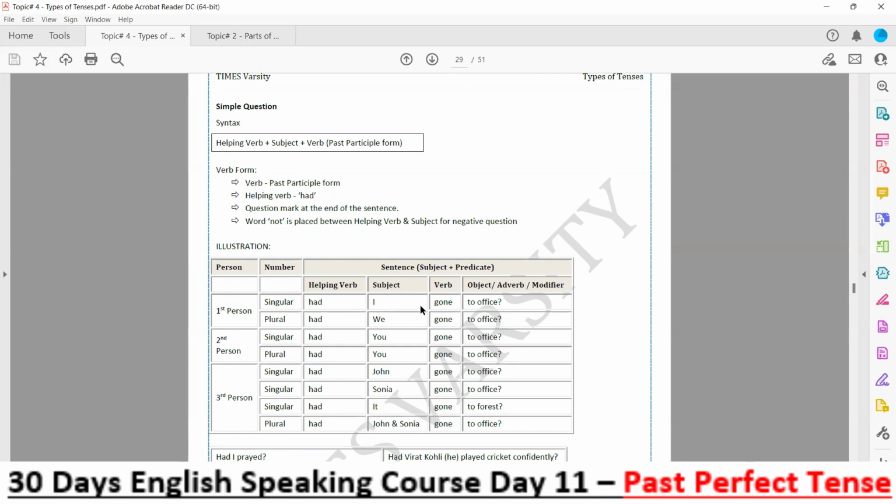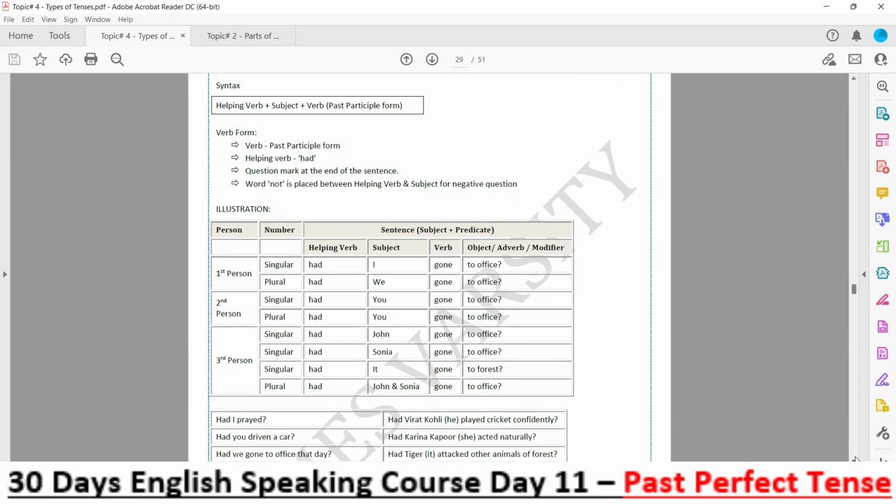Had I gone to office? Had we gone to office? Had you gone to office? Had John gone to office? Had Sonia gone to office? Had it gone to office? So it should be small, it is capital, I will correct it. Had John and Sonia gone to office? So it's like a question.